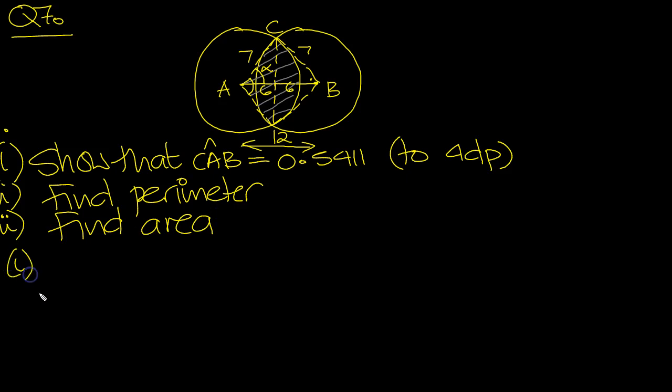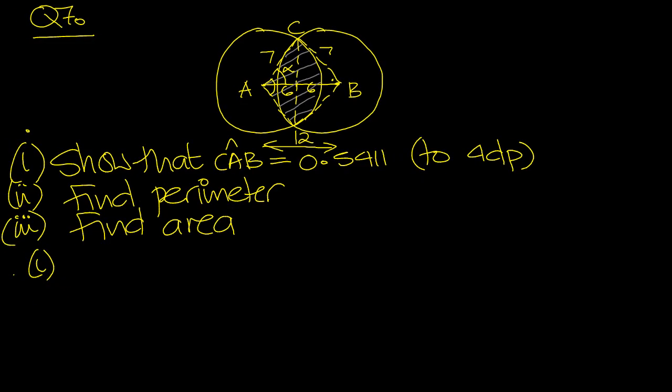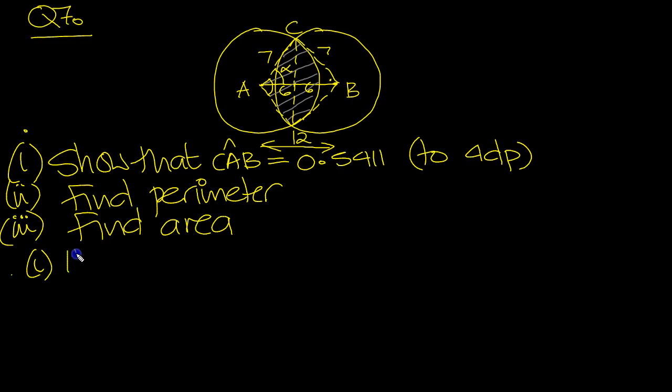So for part 1 then, just move that back a tad. So here, for part 1, cos alpha is equal to CAB. So cos alpha is equal to adjacent over hypotenuse, 6 over 7.